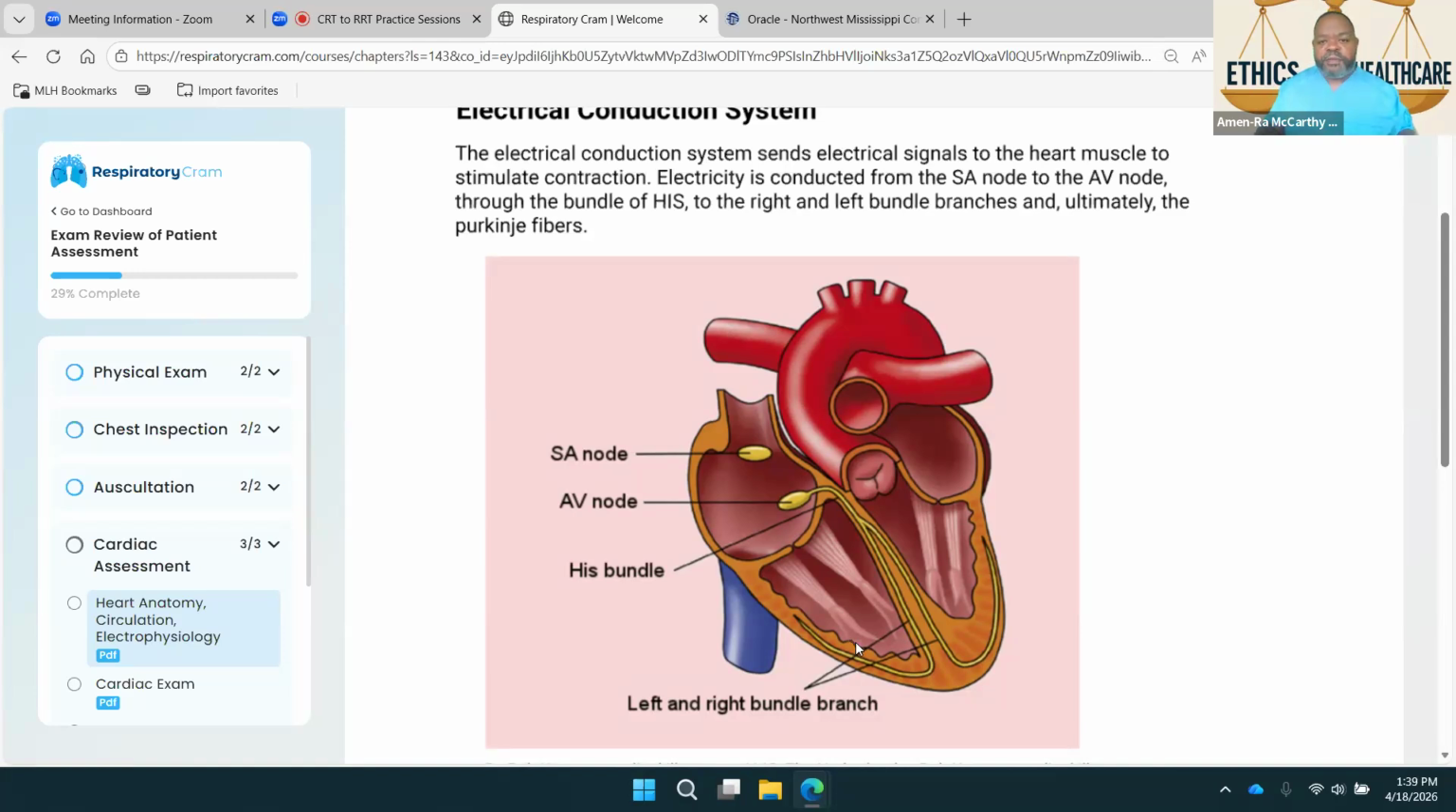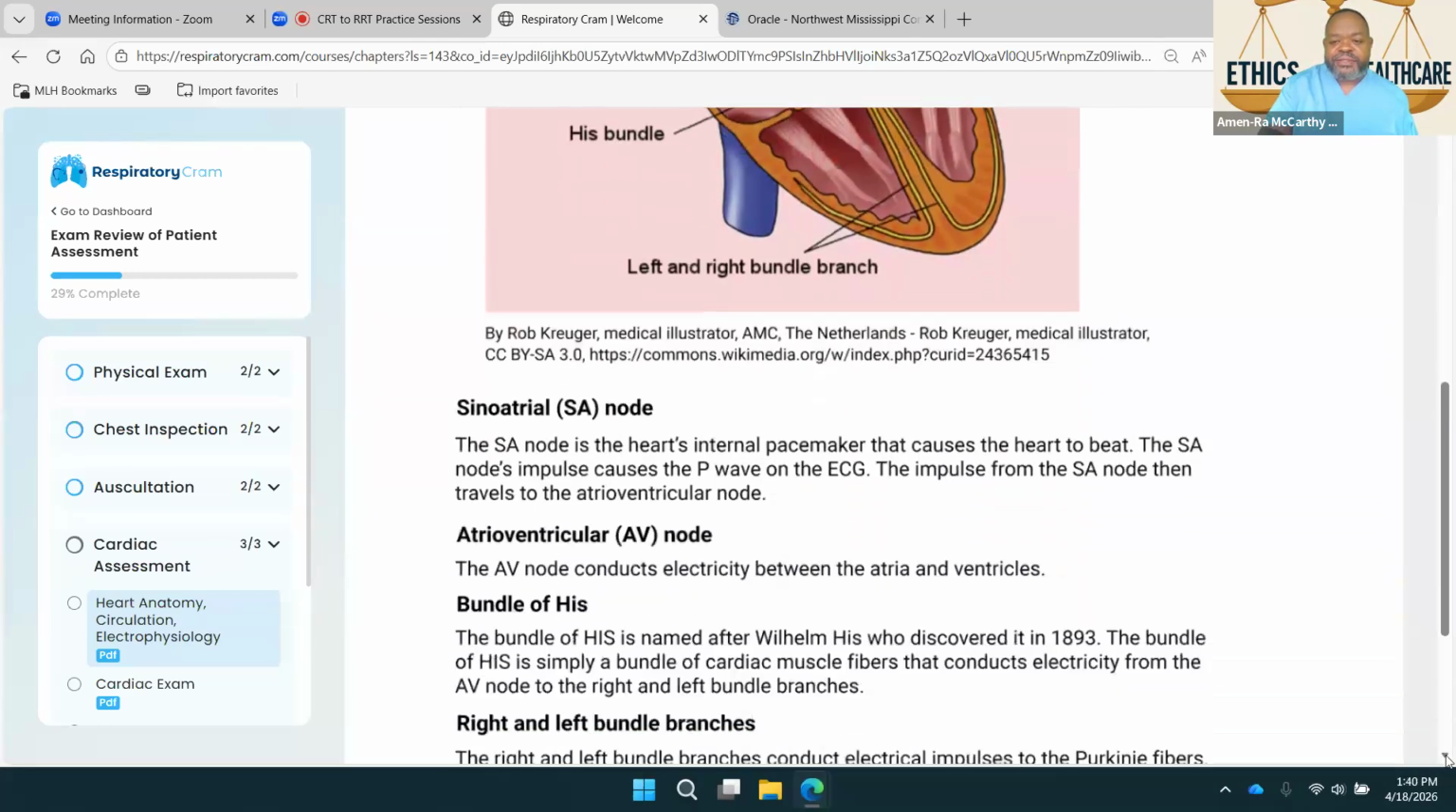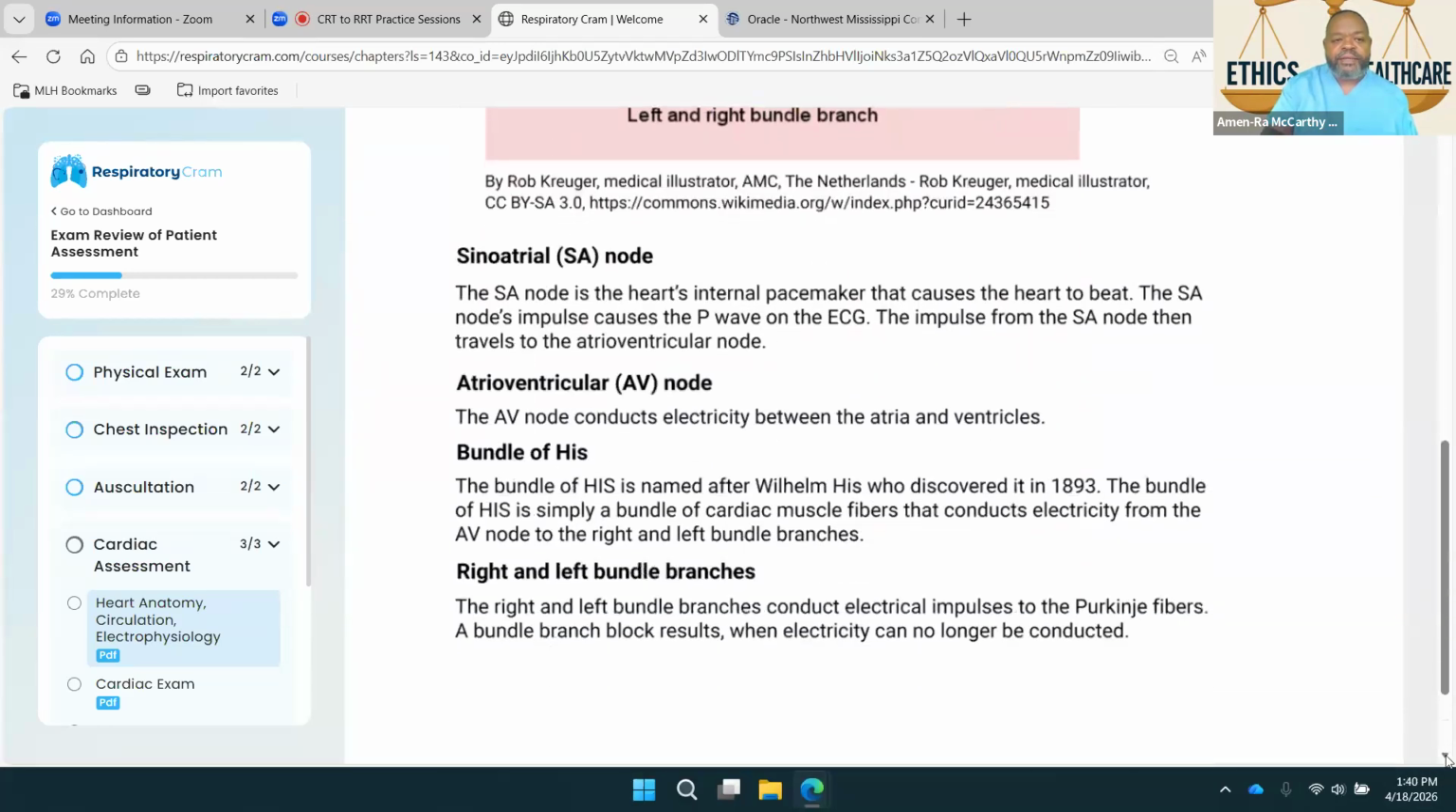And they'll try to trip you up as much as they can. Okay. But that is the electrical conduction of the heart. Now, this just has some more information about it. The SA node, which is our sinoatrial node, right? It's the heart's internal pacemaker, like we said. It causes the heart to beat.